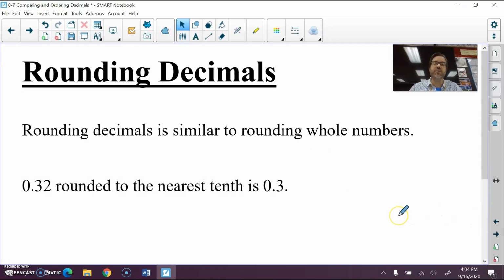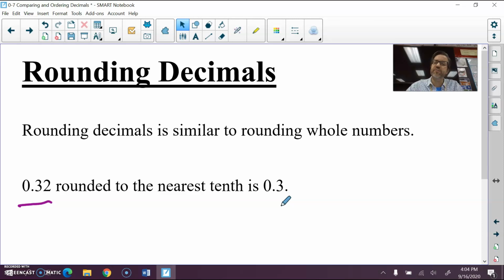Okay, so rounding decimals, it's just like rounding whole numbers. We always want to look at the next place to the right to determine how we will round the digit that is in the place we're rounding to. So here it says 0.32. That's 32 hundredths. We have a 3 that's in the tenths place. We have a 2 that's in the hundredths place. If we round this to the nearest tenth, it would be 0.3.